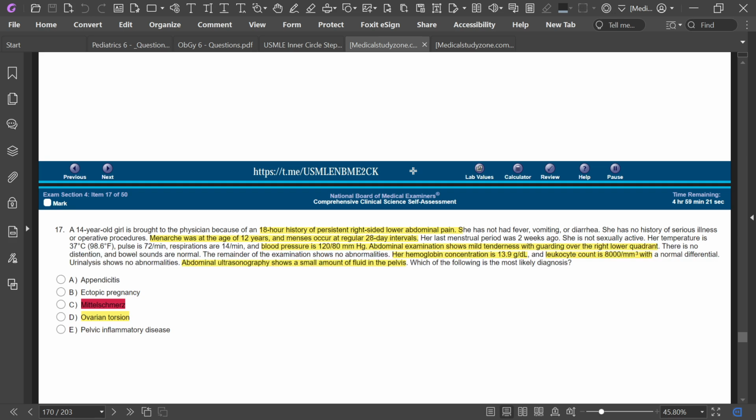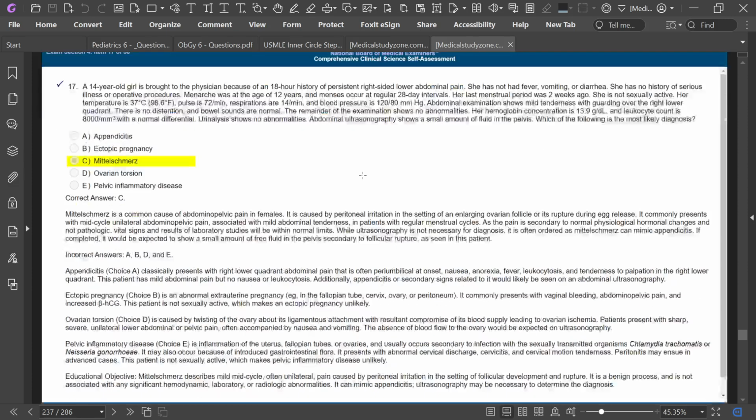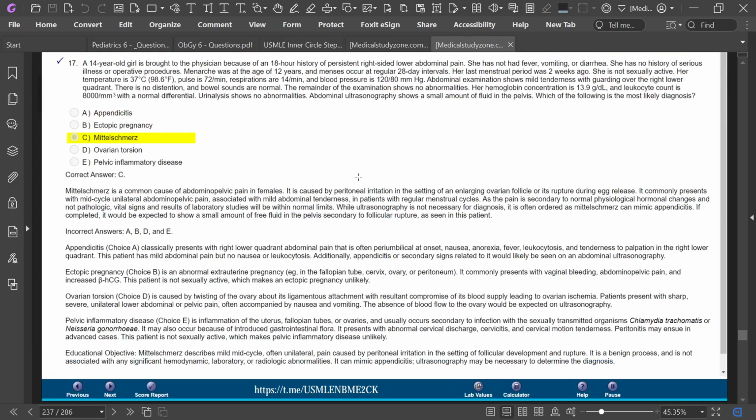Hemoglobin concentration is fine, and leukocyte count is fine with normal differentiation. Urinalysis shows no abnormalities. Abdominal ultrasound shows a small amount of fluid in the pelvis. Which of the following is the most likely diagnosis? Okay, small amount of fluid in the pelvis. That is the differentiating part.